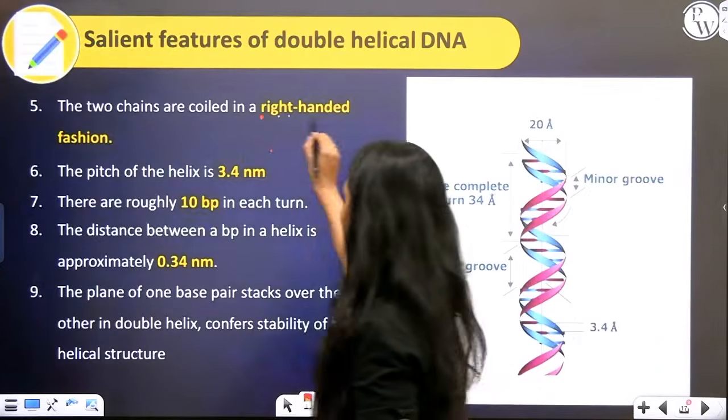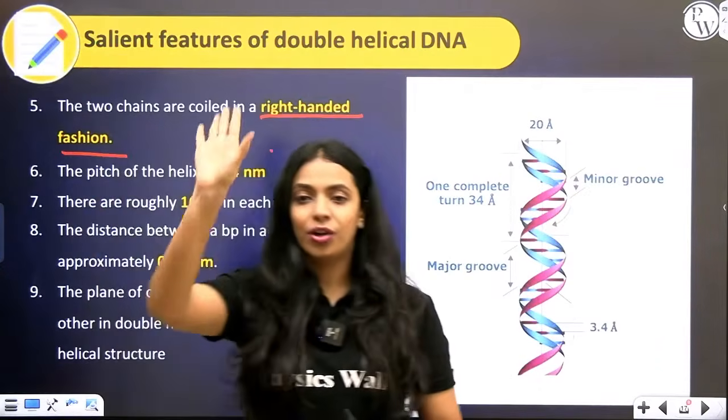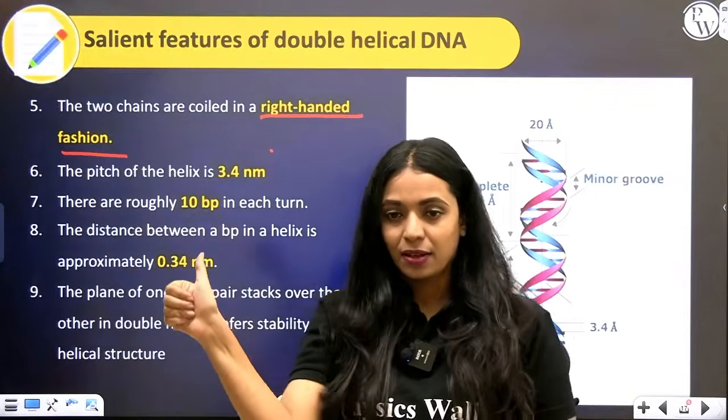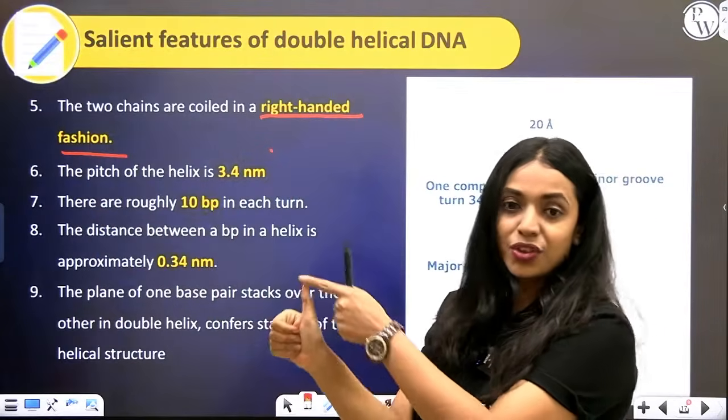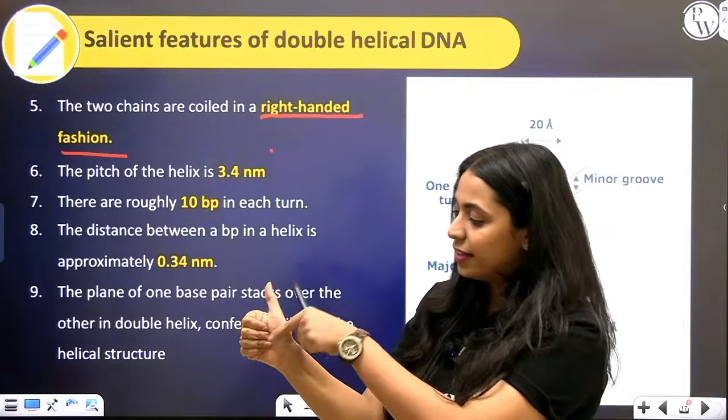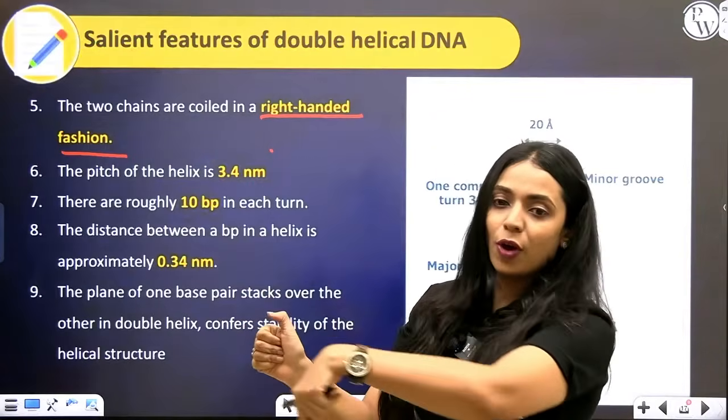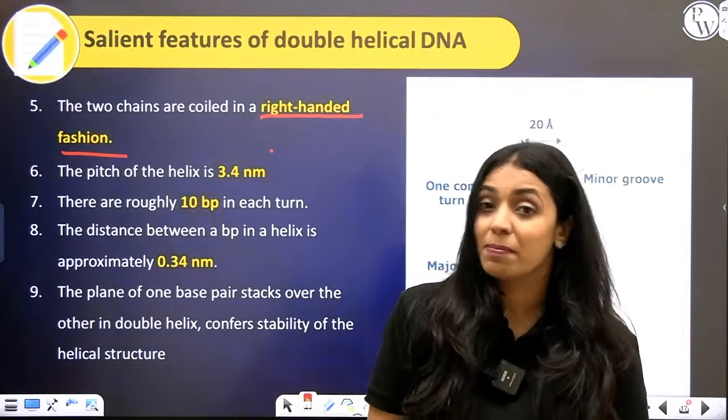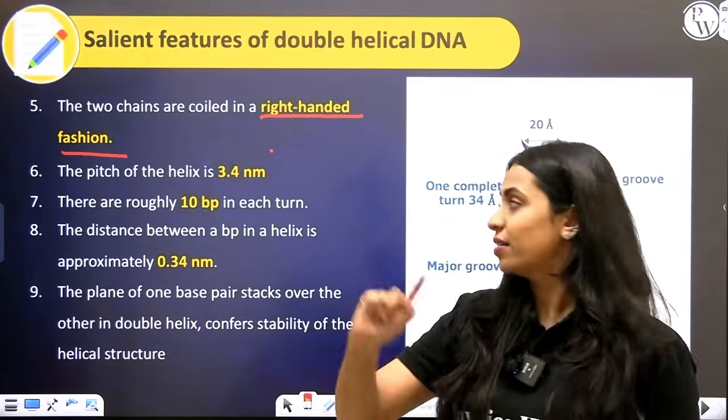Now, what do we mean when we say right-handed fashion? Hold your right hand, fold it like this. Your thumb is like the axis. The DNA will coil in the direction of your other fingers. That is what we mean when we say it coils in a right-handed fashion.